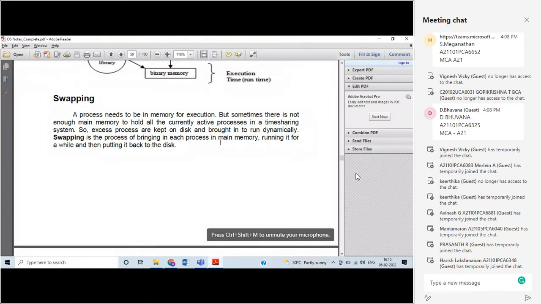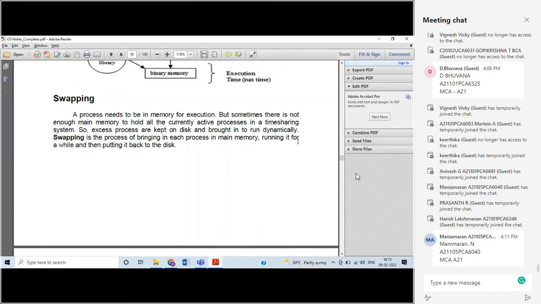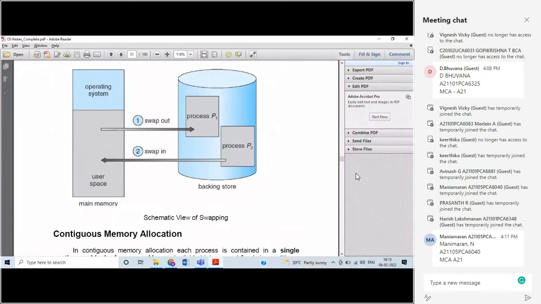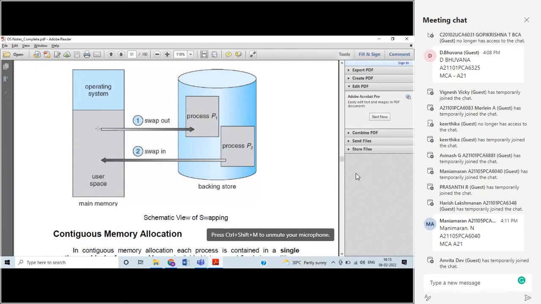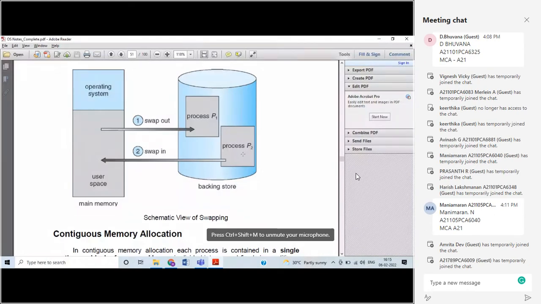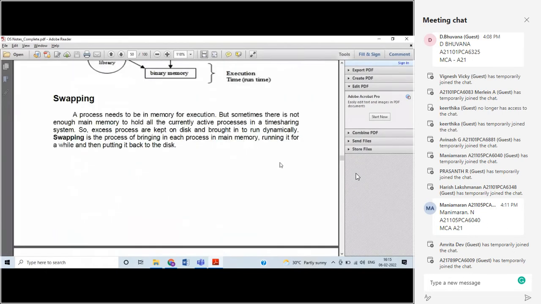So swapping is the process of bringing each process into the main memory, running it for a while, and then putting it back to the disk. So என்ன பண்ணும்? So this is our operating system. This is our main memory. Here two processes are there, process 1 and process 2. So first P1 will be executed here, and whenever P2 wants to execute, at that time P1 will be swapped out and P2 will be swapped in. This process is called the swapping process.